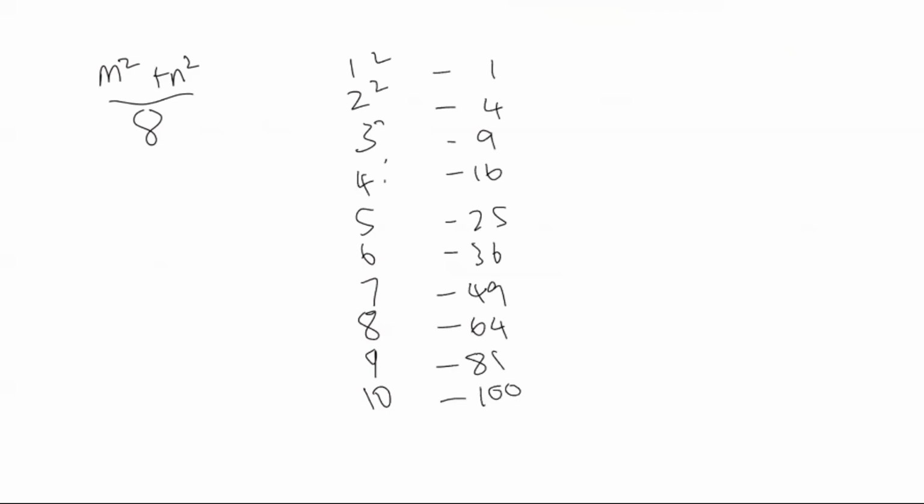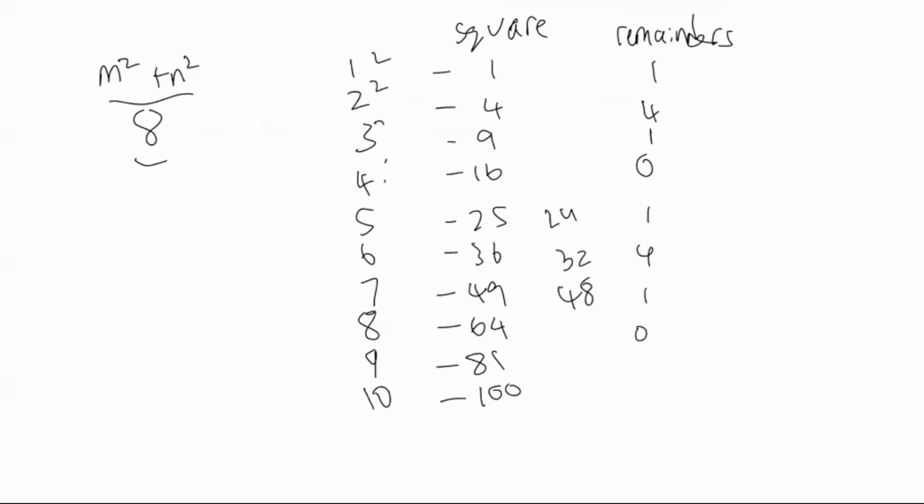And now let's find, divided by 8, what is the remainder of all these? So right now we have the square, and now let's find the remainders. So this is 1, this is 4, this is 1, this is 0, this is 24, so that's 1, 32, so that's 4, 48, so that's 1, this is 0. And so we see that it's repeating. It's 1, 4, 1, 0, 1, 4, 1, 0. So now we have all the possible values that any square divided by 8 can be.